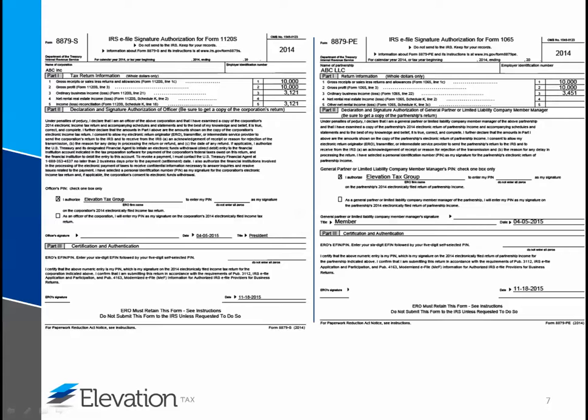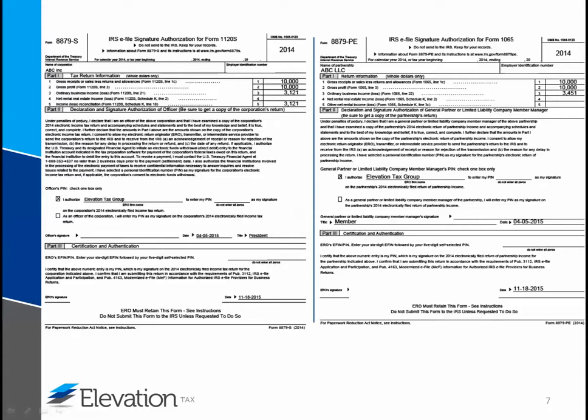Form 8879-S is for an S corporation, and Form 8879-PE is for multi-member LLCs. You will see one of these forms in your file depending on your entity type. If your state requires a separate signature document, that form will also be included in your file. If so, the state form will look very similar to the federal form.